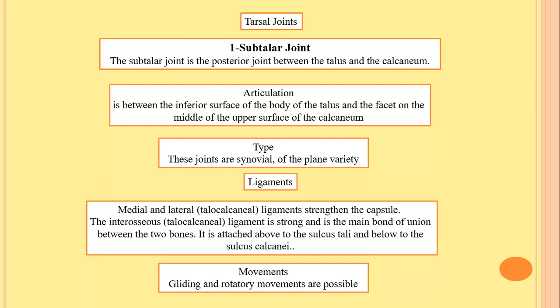Medial and lateral talocalcaneal ligaments strengthen the capsule. The interosseous ligament is the strong and main bond of union between the two bones. Interosseous ligament means joining the two bones, a flattened type, and it is attached above to the sulcus tali and below to the sulcus calcanei. That means this interosseous ligament is actually filling the gap between the two bones, the calcaneum and the talus.